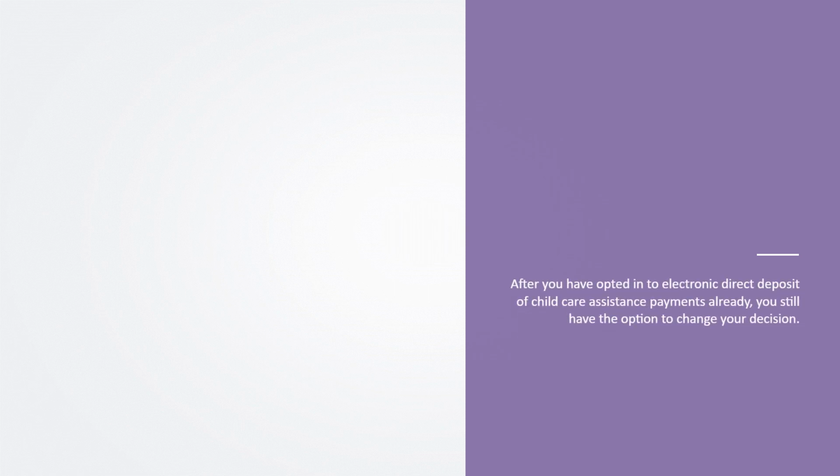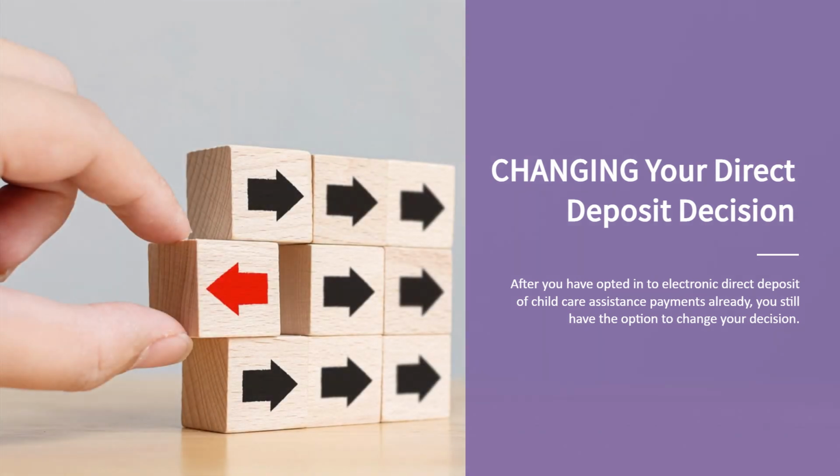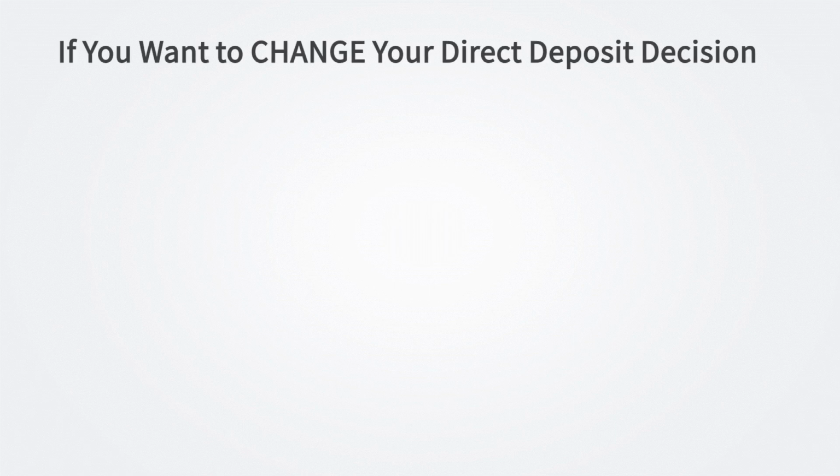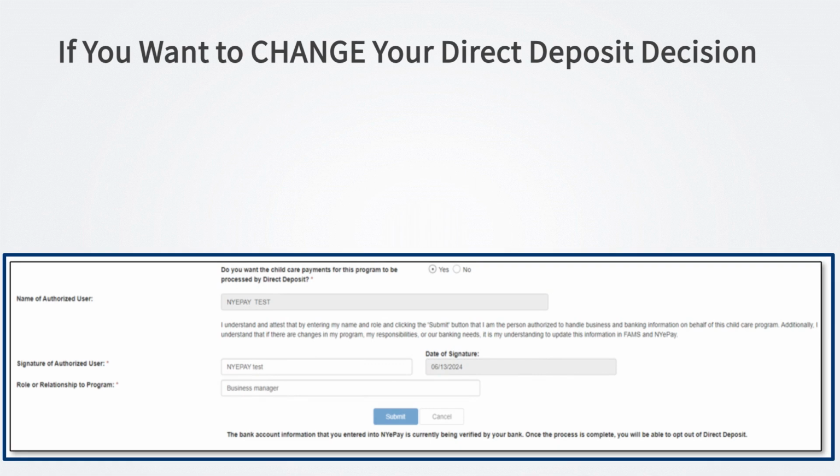After you have opted into electronic direct deposit of child care assistance payments already, you still have the option to change your decision. If you want to change your direct deposit decision, here are those steps. If you wish to change your decision after making an initial decision to opt in or opt out of direct deposit, you may do so at any time.